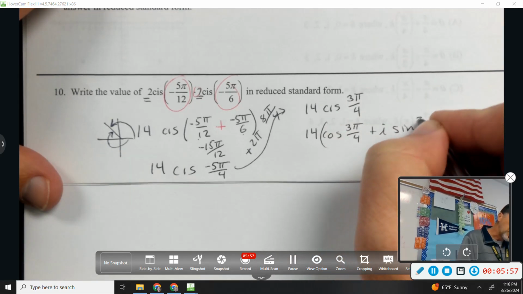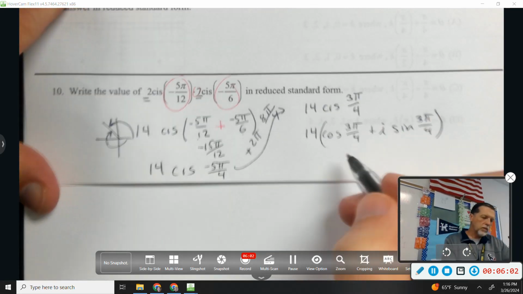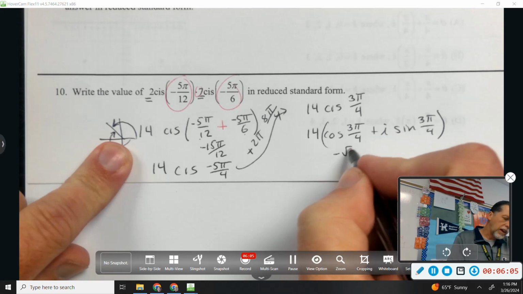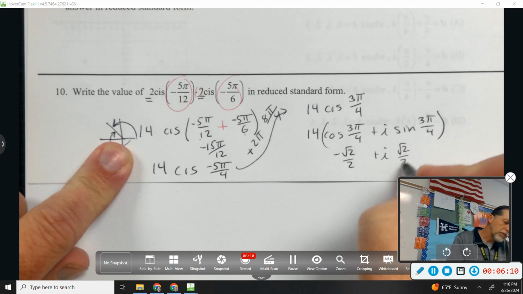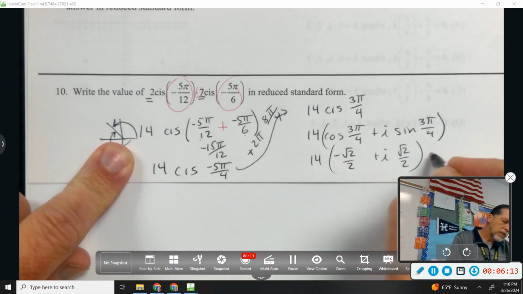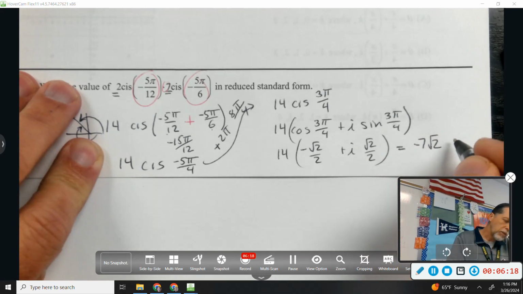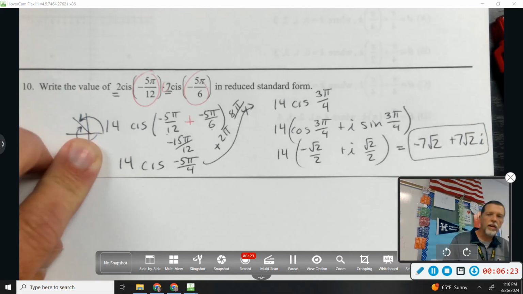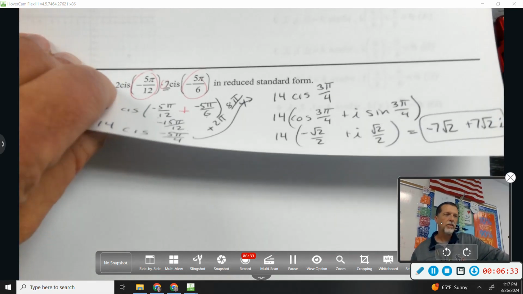I keep meaning to skip this step, but oh well. Let's see. Cosine 3 pi over 4 is negative root 2 over 2. Sine of 3 pi over 4 is positive root 2 over 2. Distribute the 7. Negative 7 root 2 plus 7 root 2 i. So that was the trick where you multiply the numbers, add the angles, and then convert.